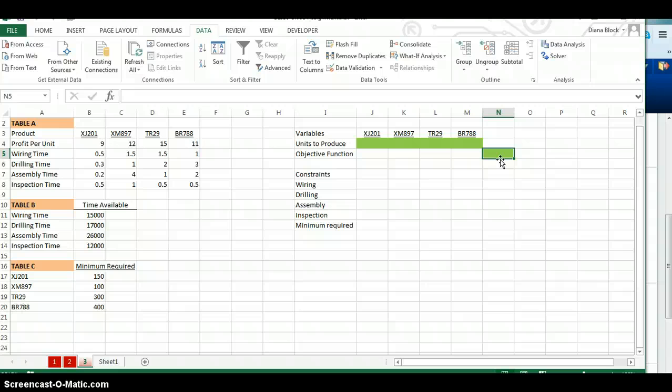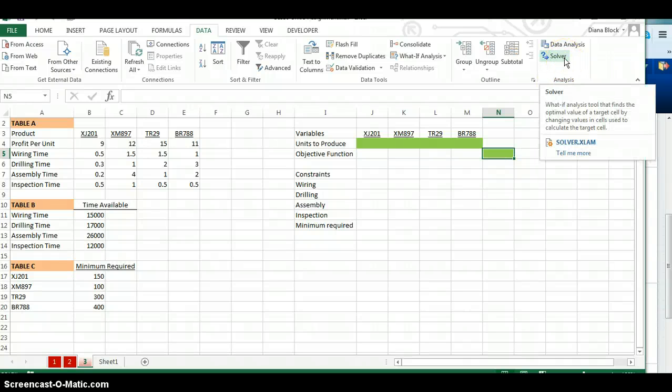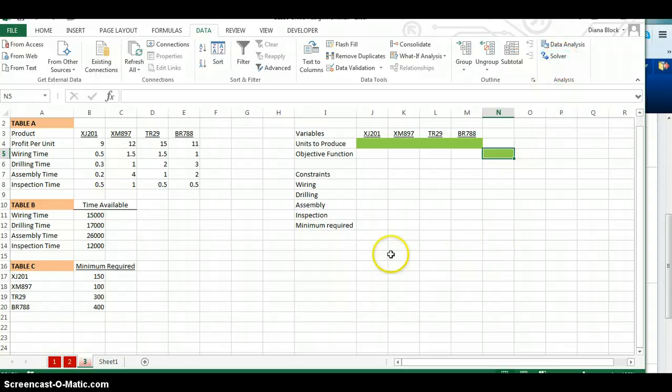And again, all of these details and step-by-step instructions are also in your textbook. If you do not have this Solver tab up here, you'll need to review the week 1 video so that you can install Solver, because you will need that in order to complete this week's assignment.